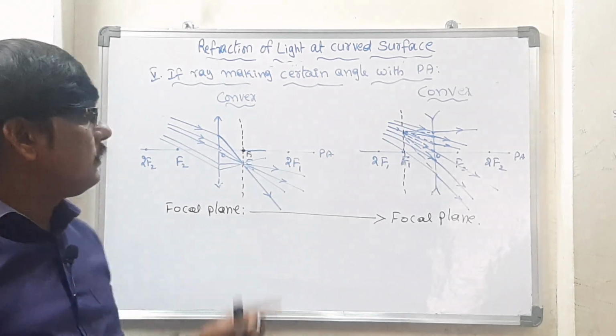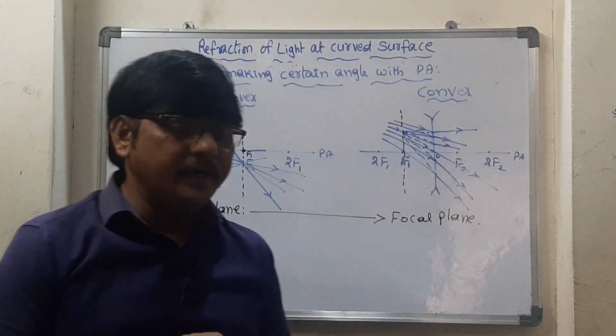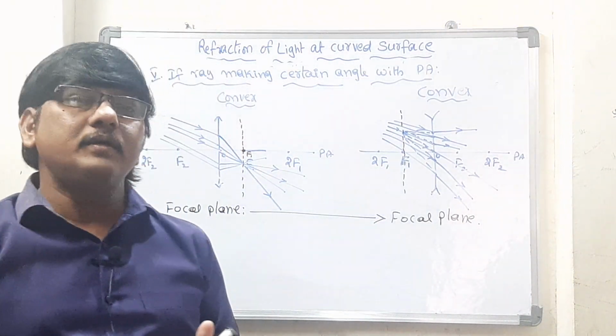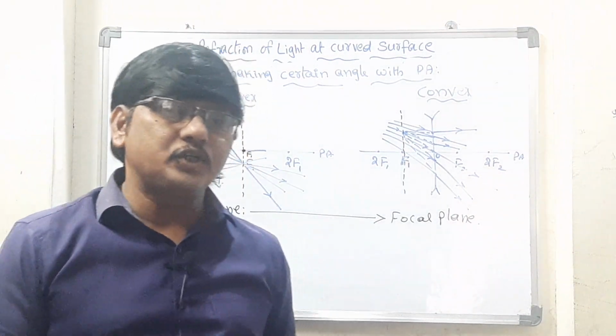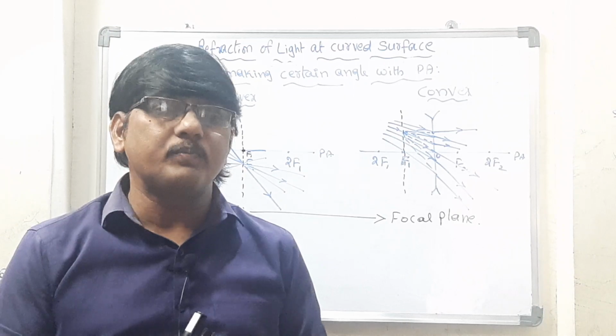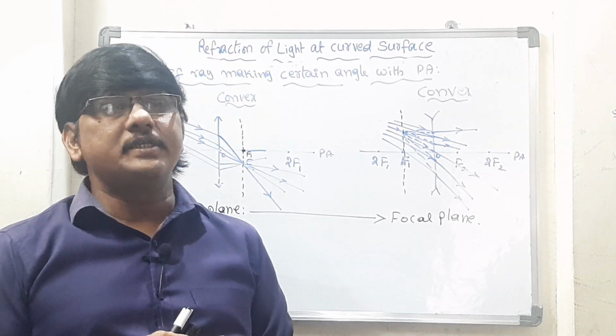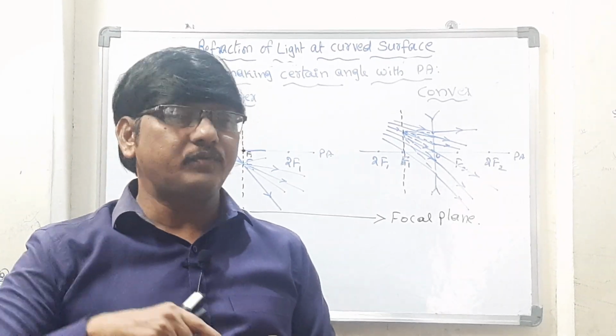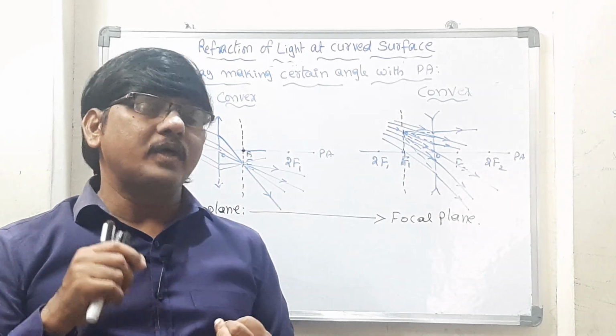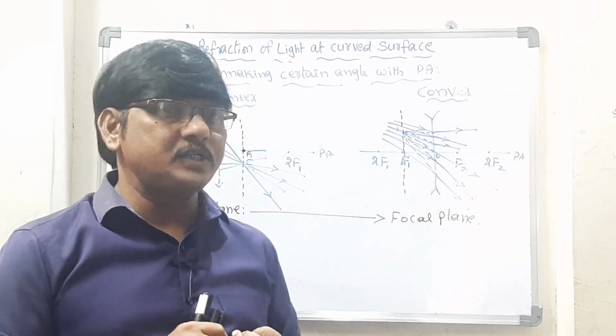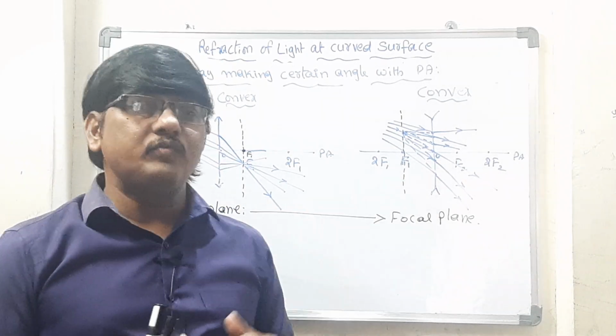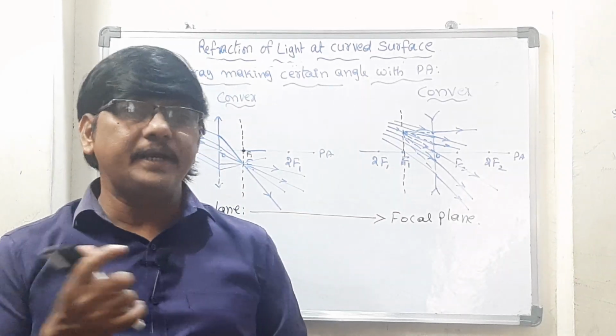That's about all the 5 situations when light is passing through different situations: passing through the principal axis, the optic center, parallel to the principal axis, originating from the focus, and the rays making a certain angle with the principal axis. These are all the different situations. This is the behavior of light we have seen.